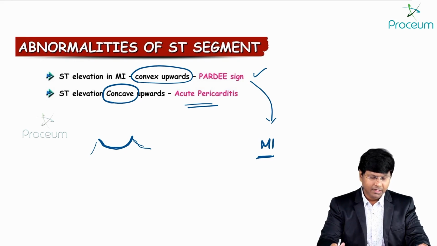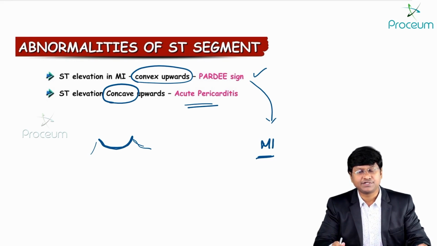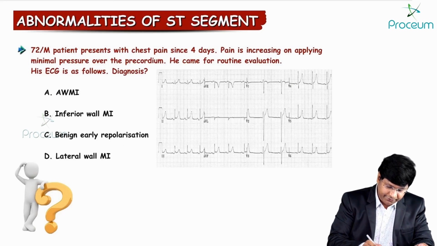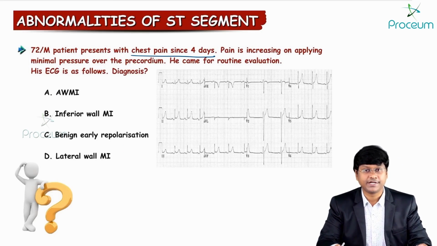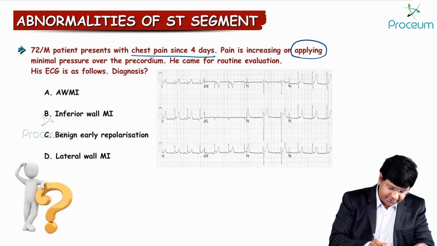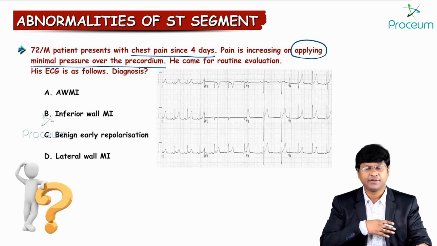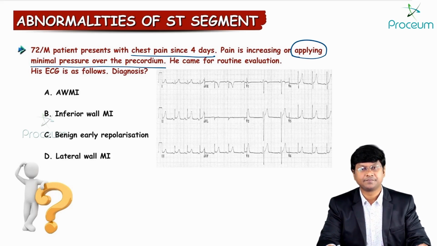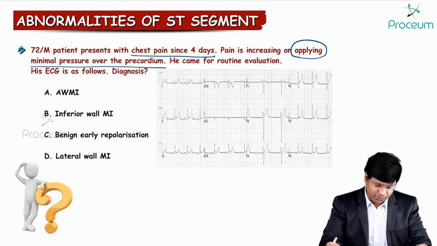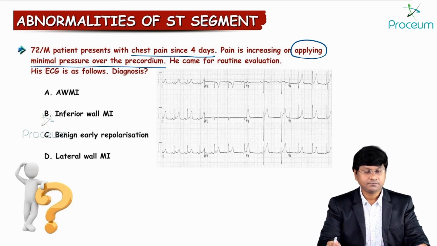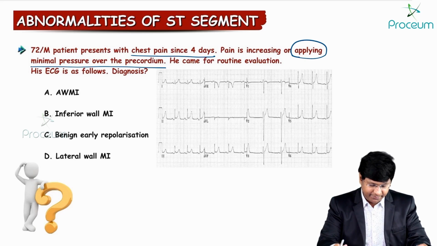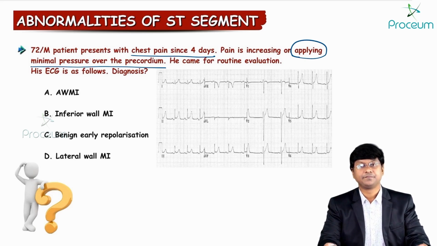Now, the next important question. A 72-year-old male patient presented with a history of chest pain since 4 days. And the pain increases on applying pressure over the precordium. When you apply the pressure, the pain is increasing. He came for further evaluation. His ECG is as follows. What is the diagnosis? Anterior wall MI, inferior wall MI, benign early repolarization, lateral wall MI.